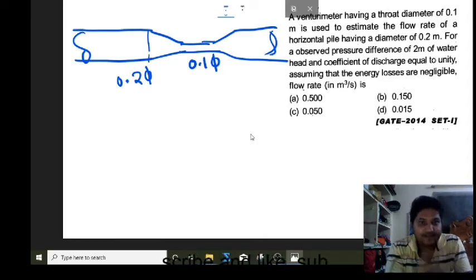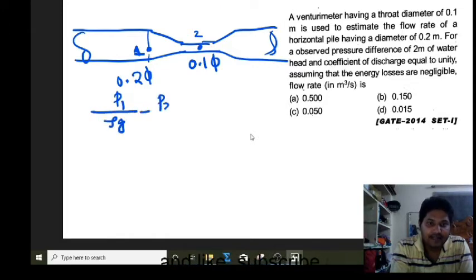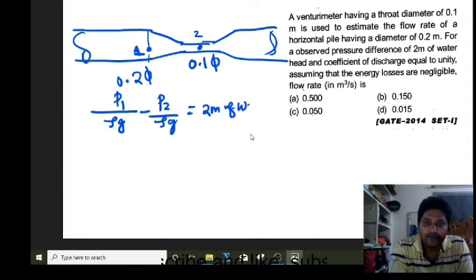Suppose this I am choosing as point number 1, and suppose this I am choosing as point number 2. Now the pressure difference is already given. P1 by rho g minus P2 by rho g will be equal to how much? This is 2 meters of water. The del H is already given to you.